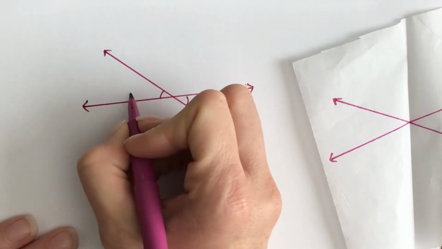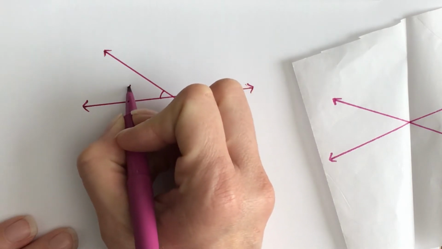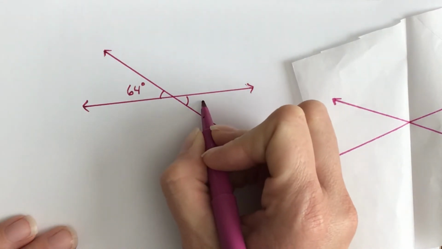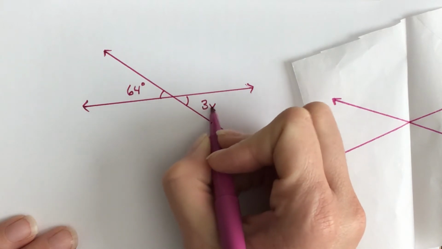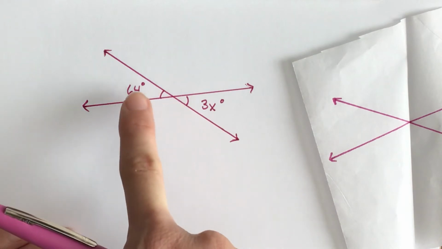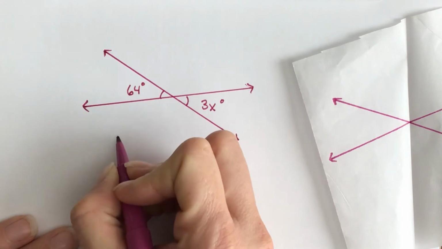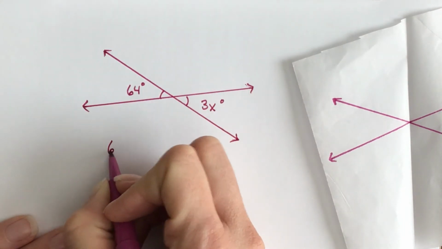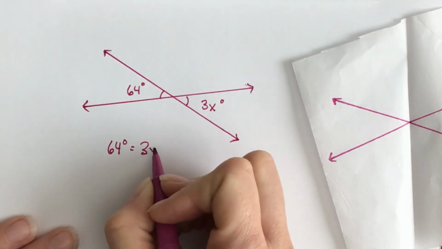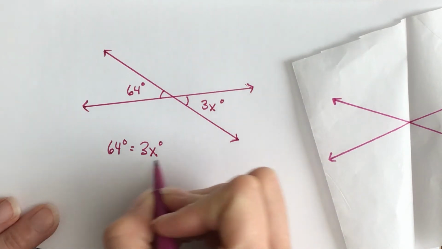So that means that if this angle right here is 64 degrees, and this angle is 3x, we can figure out what x is because we've just shown that these two angles are equal in measure. So we can literally say this angle, which is 64 degrees, is equal to the measure of this angle, which is 3x degrees. Now we just solve it like it's an equation, because it is an equation.